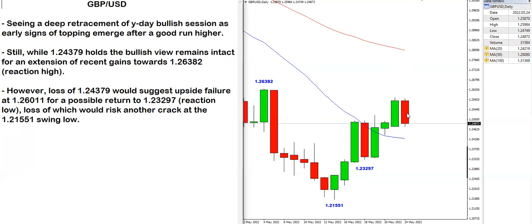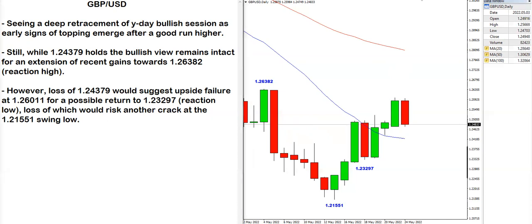Should we fall back through 124.379, that would suggest upside failure just above 126 the figure for a possible return to 123.297, the reaction low we've seen on the way up from the 121.551 swing low. If we get below there, then I'd have to turn bearish on a multi-week view, looking for a push through the swing low at 121.551.